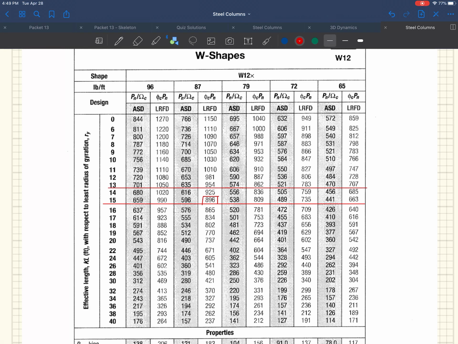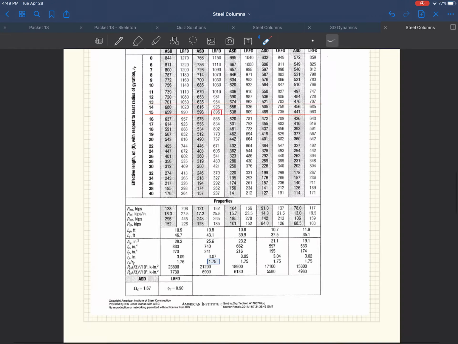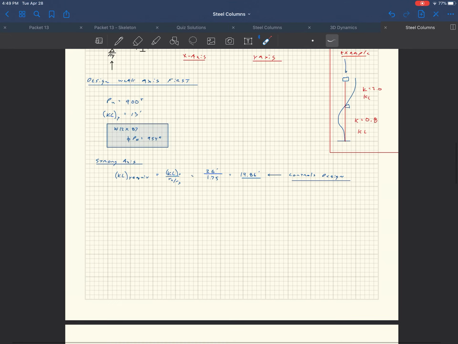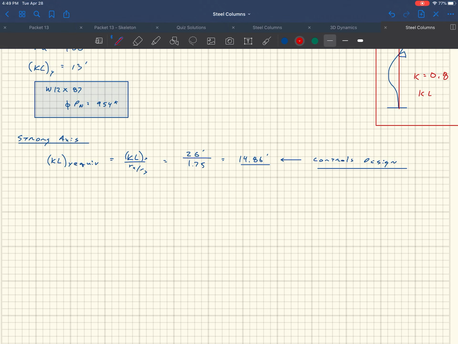So our φPn for a W12 by 87 is 896. We need 900 kips. This will probably work, right? Because this is for 15 feet. You're allowed to do linear interpolation. If we did linear interpolation between 15 and 14 feet, this would go up to at least 900. So I would be comfortable saying that that guy's going to work. And so in this case, it is the other direction that controls, but it happens to be that it stays the same, okay?